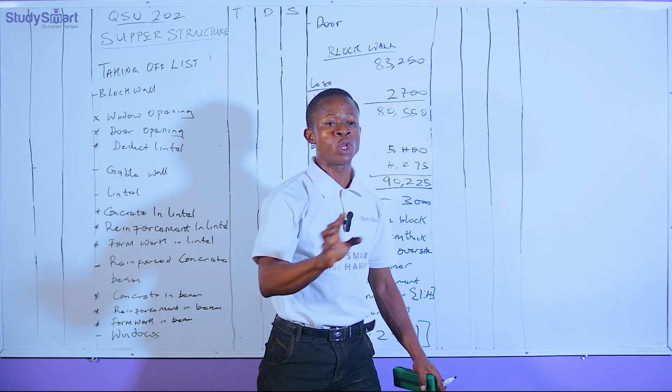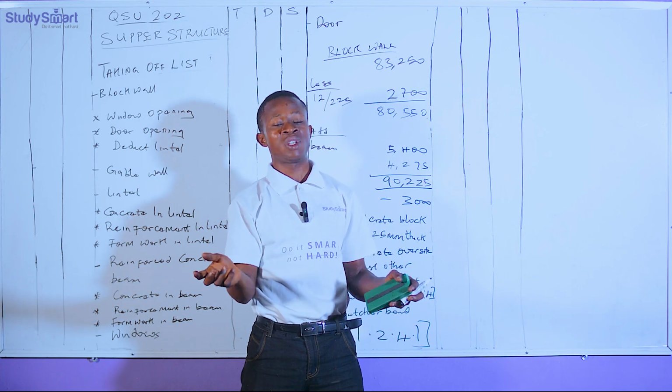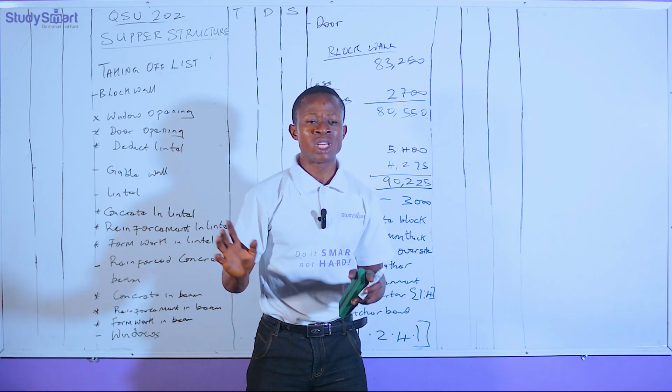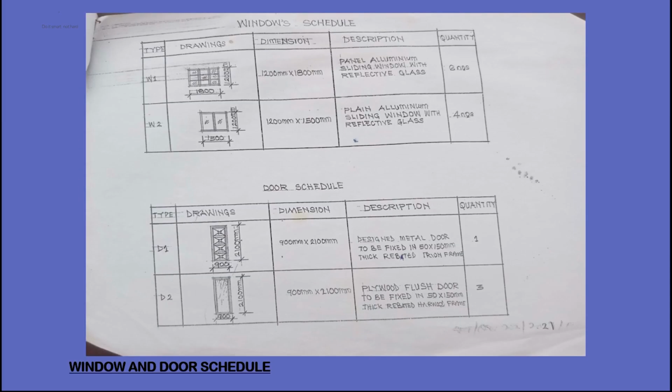So you don't need to disturb yourself. Just go to your door and window schedule and pick the number there. Don't need to count anything. But if it is not given, that's when you now be assuming. But in this case, it is given, and you will see it from the slide.